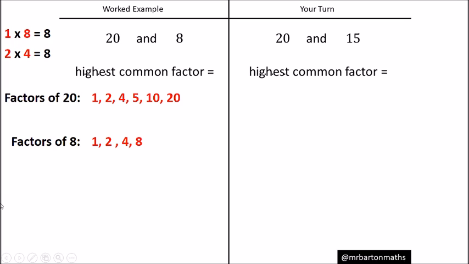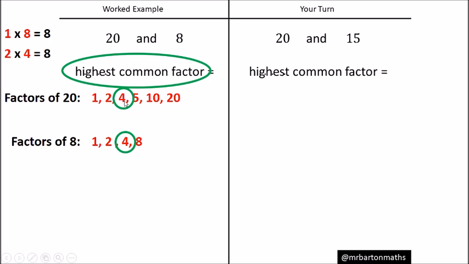Alright, so what does this mean? Highest common factor. Well, we're looking for the largest number that is common in both lists of factors. Common just means that number is in both of those lists. It appears in each of those lists. So, looking at my two lists, what is the biggest number that appears in both of these lists?